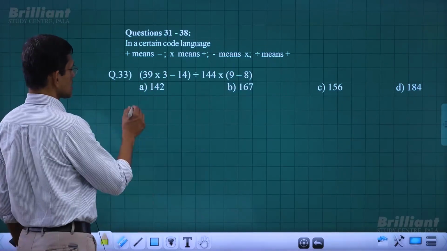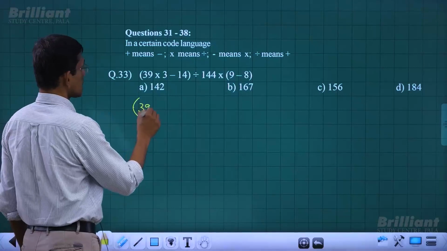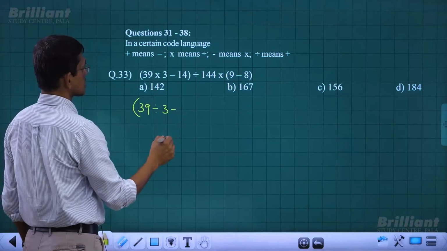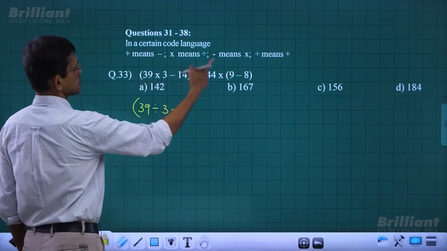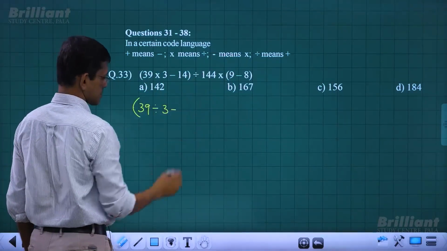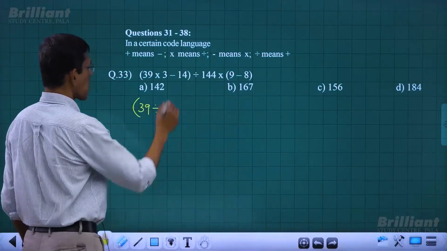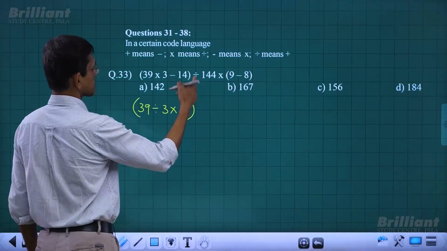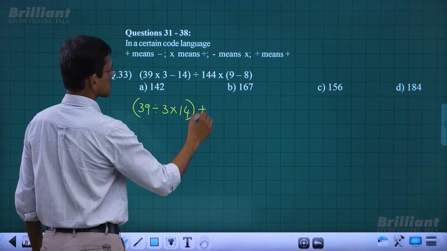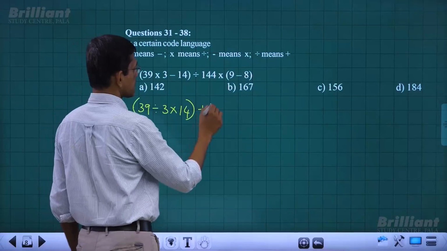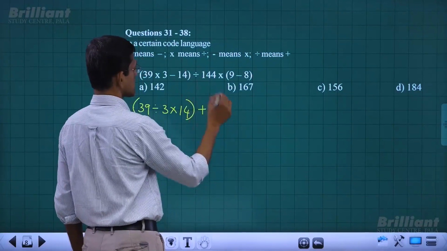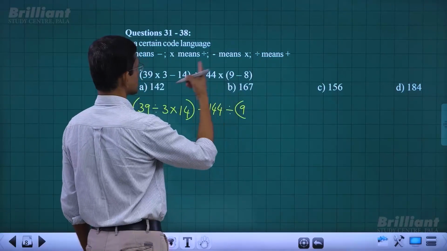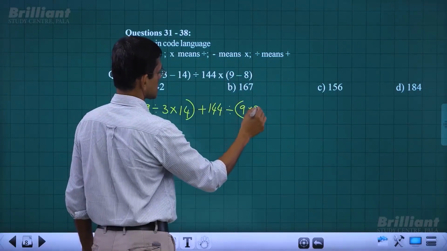So let's try that. 39, multiplication means division. 39 divided by 3 minus. This is what minus means, multiplication. 14, then we have division. Division means what? Plus. 144, then we have multiplication, that means division. 9 minus 8, 9 minus is what? Minus is multiplication, 9 into 8.